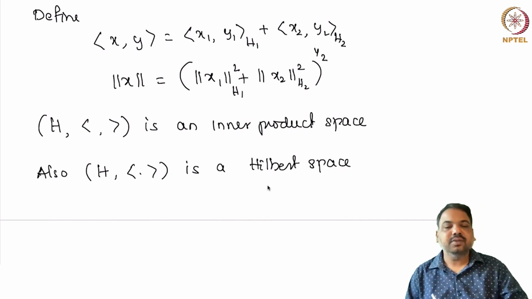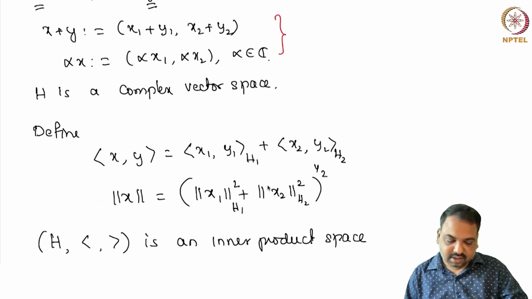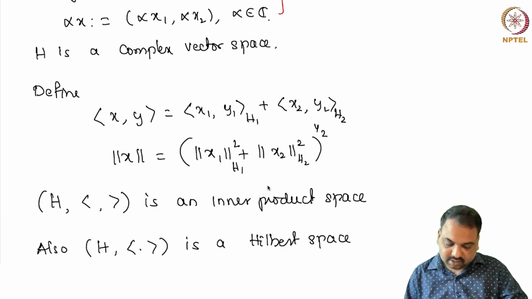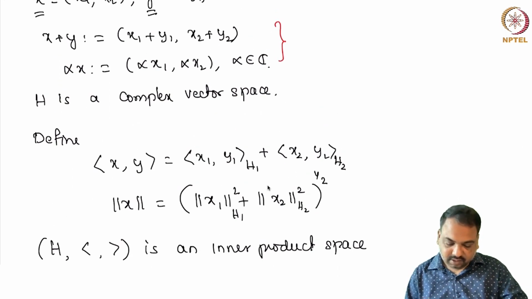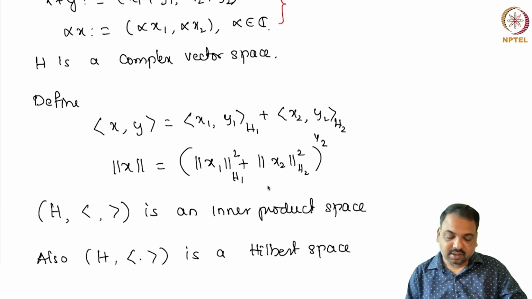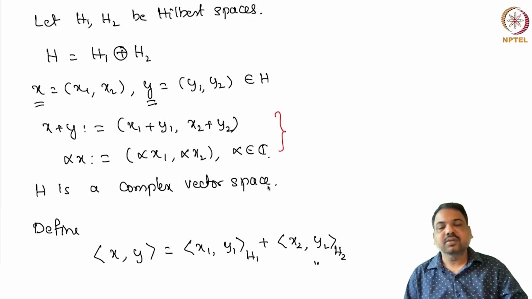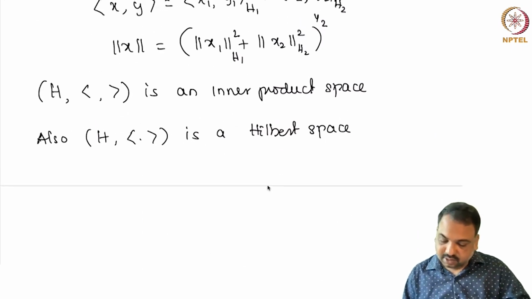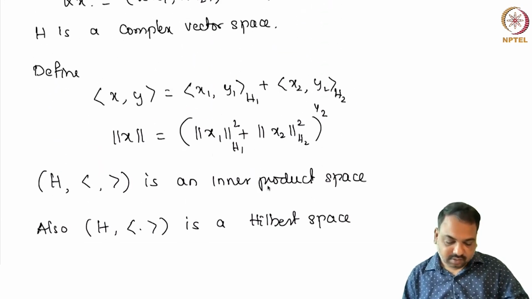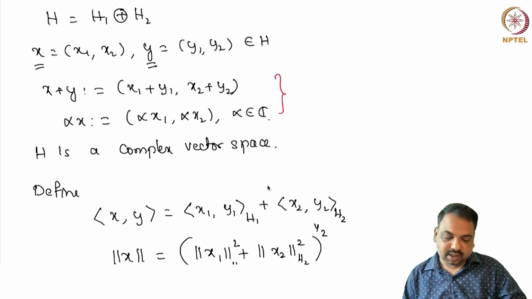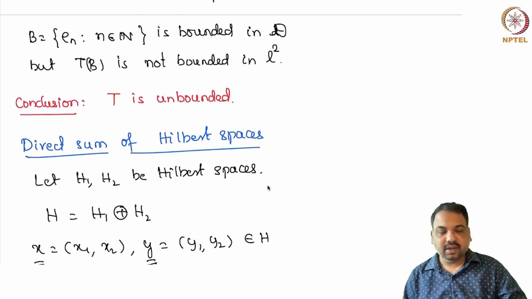The other way is also true. You start with two inner product spaces H1 and H2, define H in the way we have defined, and define the inner product in this way. If H is a Hilbert space, we can automatically show that H1 and H2 are Hilbert spaces. Okay, so we found a Hilbert space from two different Hilbert spaces. In fact, we can take the direct sum of finitely many Hilbert spaces in the same way, and in fact countably many and uncountably many also.